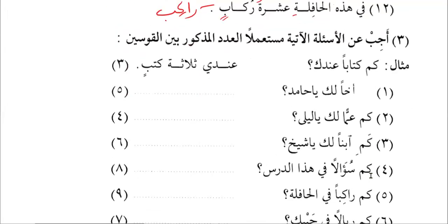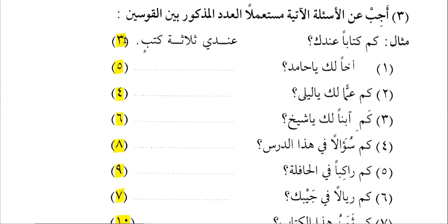So we'll do this exercise for today and then we'll inshallah finish. طيب التمرين الثالث أجب عن الأسئلة الآتية مستعملا العدد المذكور بين القوسين. So مثال, you have to answer the following questions. Here we have all the questions using the numbers that are between the brackets. So these numbers are ثلاثة, خمسة, أربعة, ستة, ثمانية, تسعة, سبعة, and then we have عشرة.